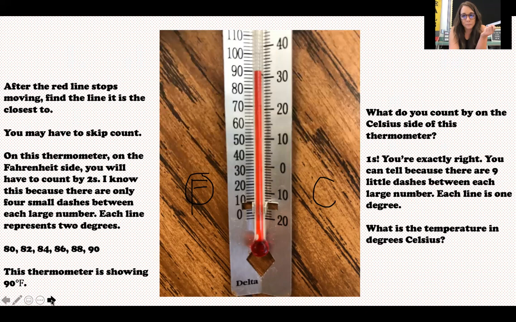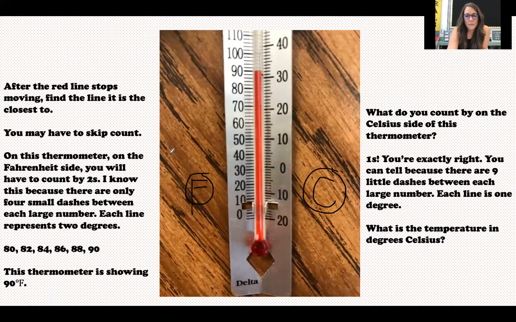All right. So I want to see if you can tell me, what is the temperature in degrees Celsius? So remember, this side is Celsius. We're looking at these numbers over here. Go to the top of the red line. All right, I'll give you another second to figure it out.